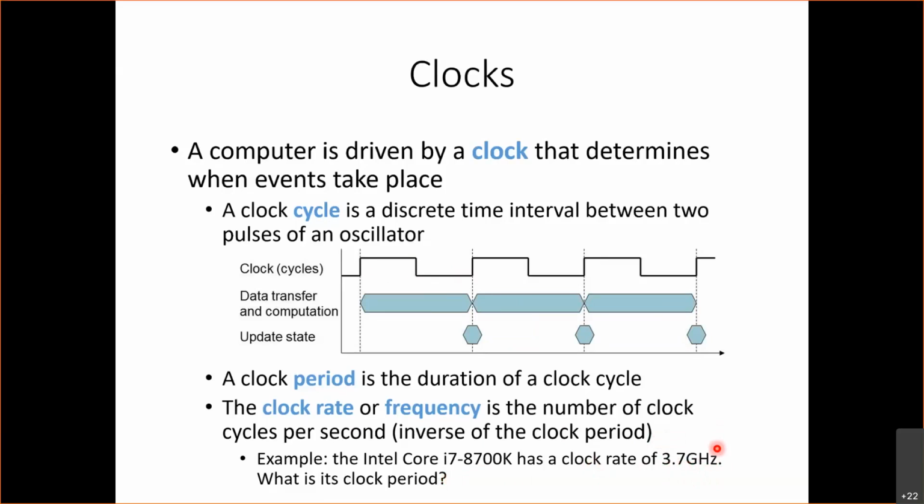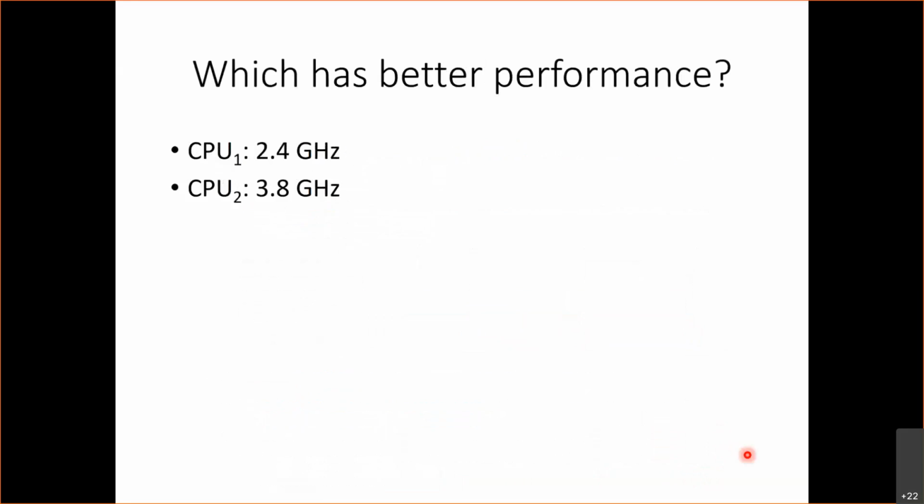All right. So given what we said about clocks, the question is, if I have two CPUs, one CPU is clocked at 2.4 gigahertz, and another CPU is clocked at 3.8 gigahertz. Which of these two CPUs do you think has better performance? Okay, so some people say that CPU 2, which has 3.8 gigahertz, has better performance because it has a higher clock rate. And the answer is this is a trick question.